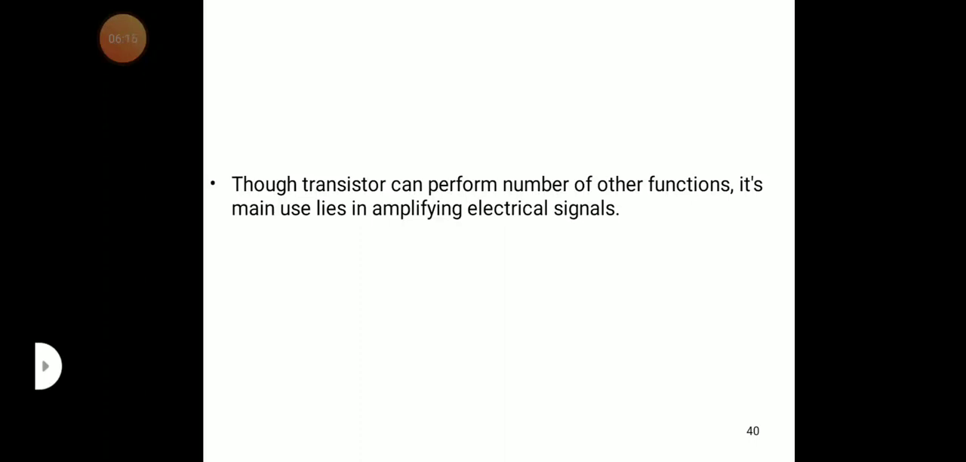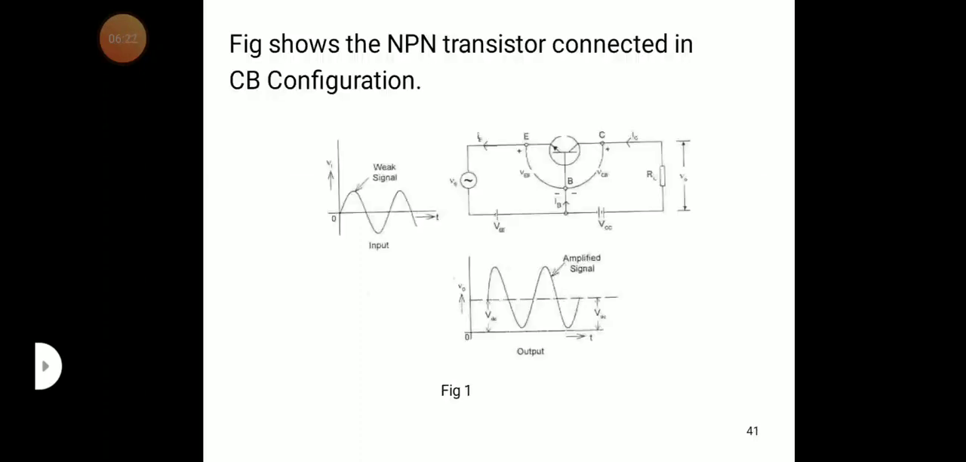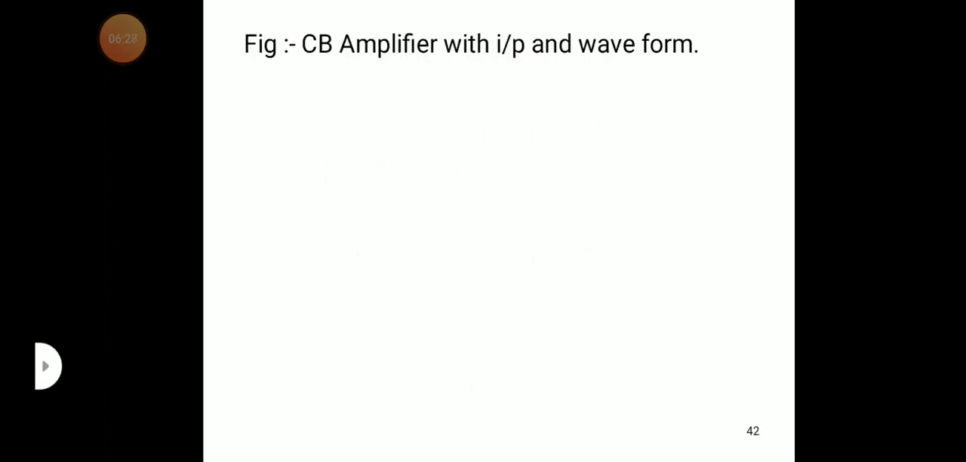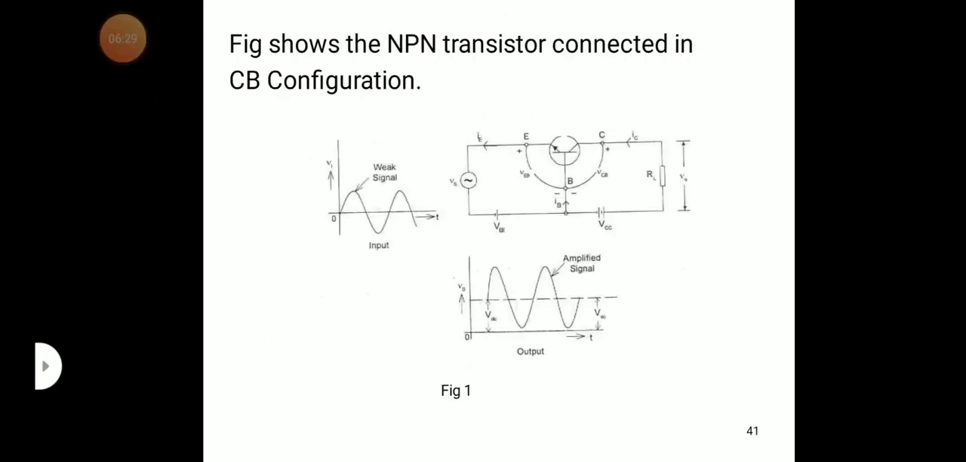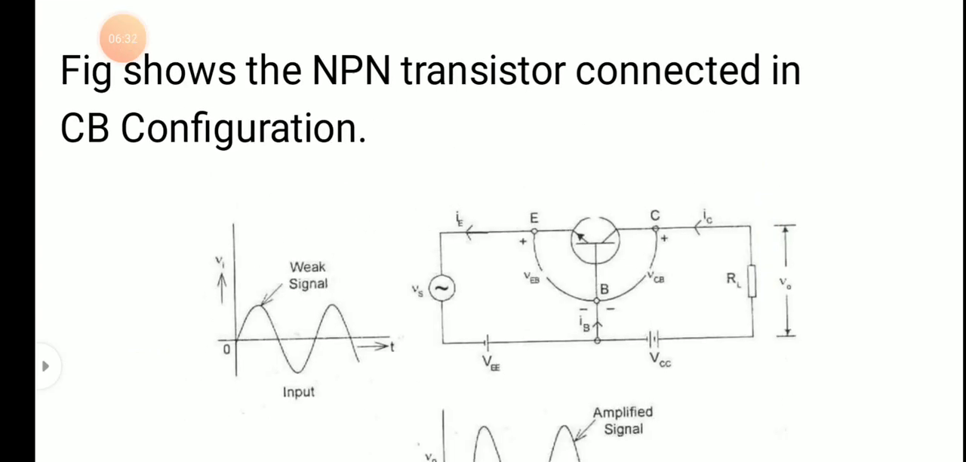Now let's discuss these three configurations. You see, we generally use the NPN transistor. That is generally because NPN has the common directions as the conventional direction.